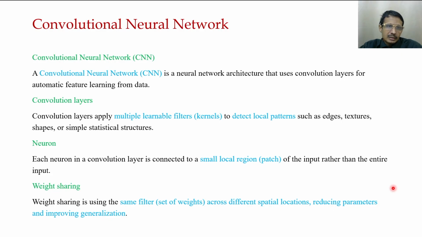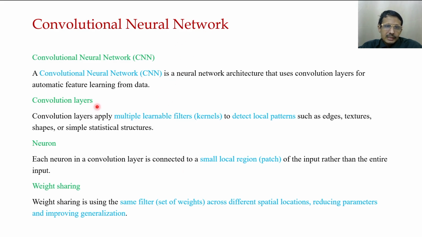Today we will start the convolutional neural network, popularly known as CNN. This CNN is a deep neural network that uses convolution layers for automatic feature learning from data. Now we have to understand what we mean by automatic feature learning using these convolution layers. There are some properties or characteristics of CNN.